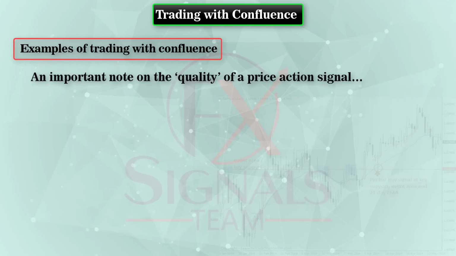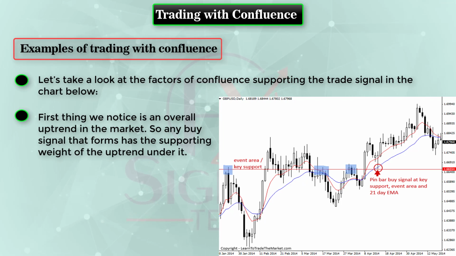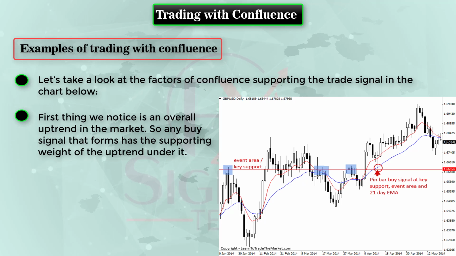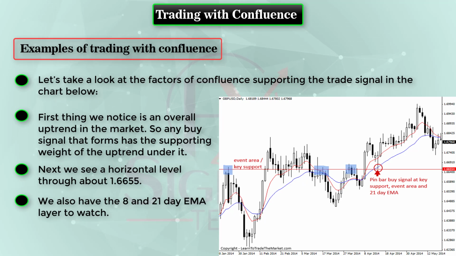Examples of trading with confluence. Let's take a look at the factors of confluence supporting the trade signal in the chart below. First thing we notice is an overall uptrend in the market. So any buy signal that forms has the supporting weight of the uptrend under it. Next we see a horizontal level through about 1.6655. We also have the 8 and 21-day EMA layer to watch.